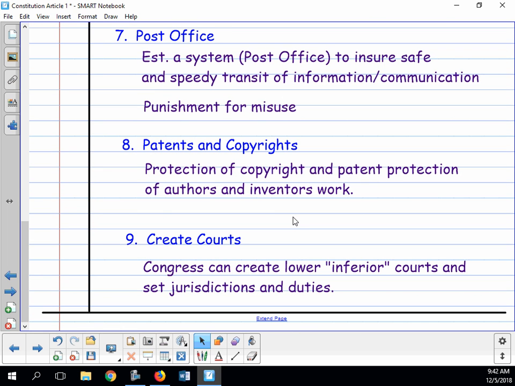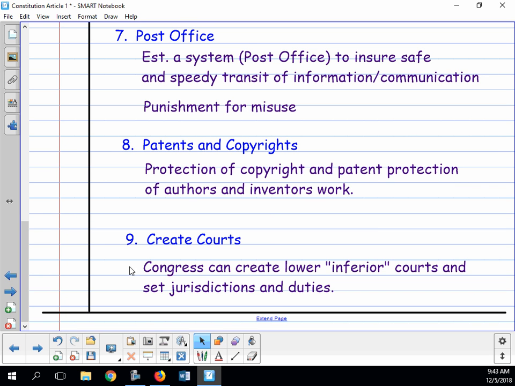Moving on, patents and copyrights. Many of you are actually guilty of violating this. This is a protection of copyright and patent protection of authors' and inventors' work. If you have downloaded a movie or music illegally without paying for it, anything that is not already noted as free, you have violated this. If it's free, obviously that's okay. But if it's not noted as free and there should be payment, you are guilty of this crime. So, not a good idea. I would avoid it if I were you. This provides for protection of those things.